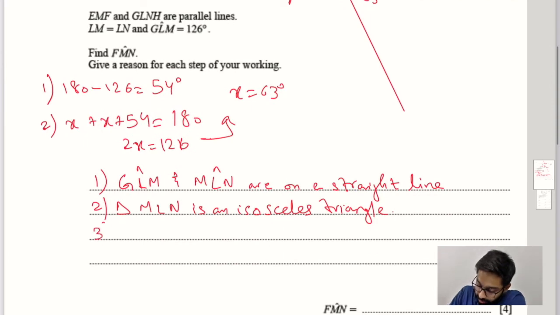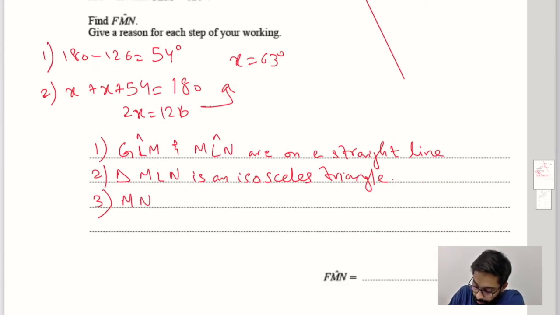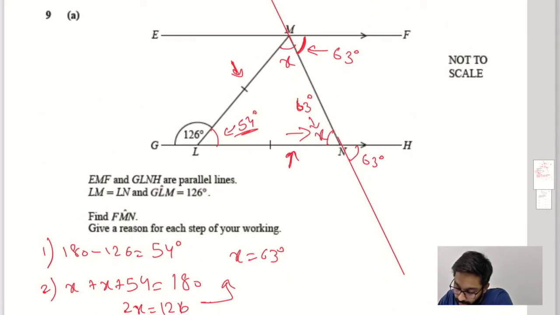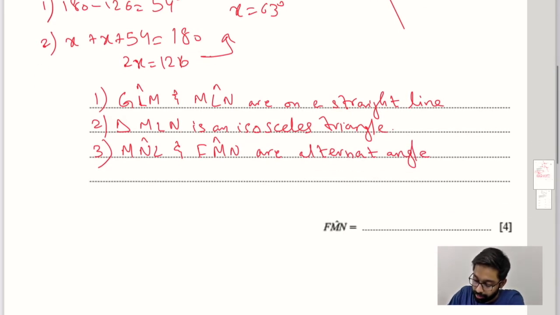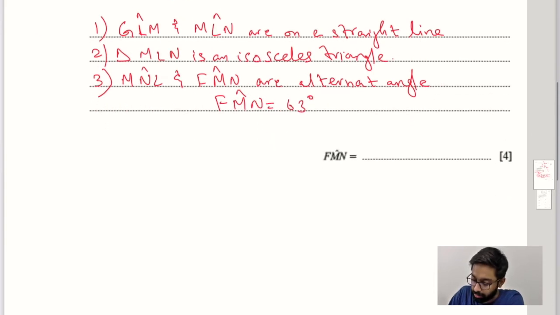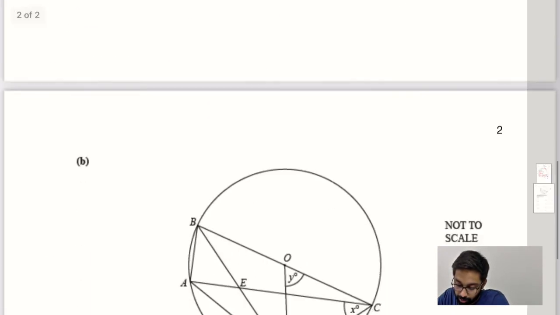So the third statement that we can make is angle MNL and angle FMN are alternate angles. Well, if they are alternate angles, that means FMN is equal to 63 degrees. You can write that statement right here. Perfect. We have done the question. Let's move on to the next part.